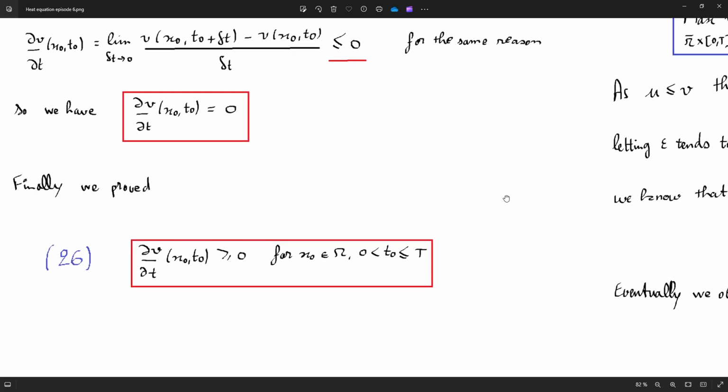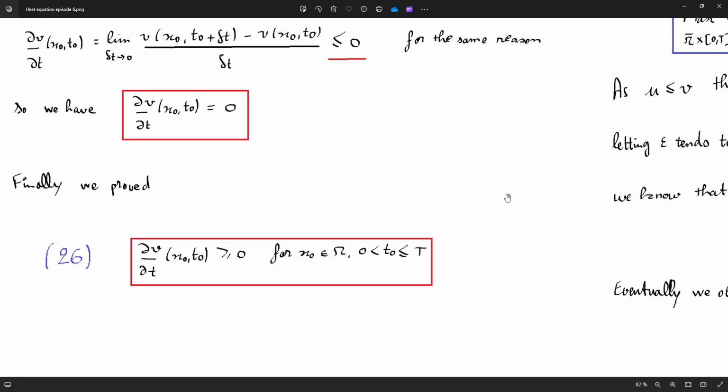We have shown that the derivative of v with respect to time in (x0, t0) is greater or equal to 0 for x0 in omega and t0 strictly greater than 0 and smaller or equal to t.